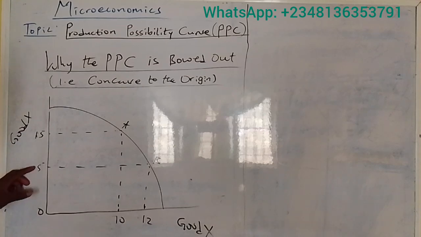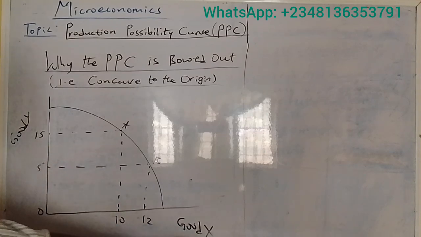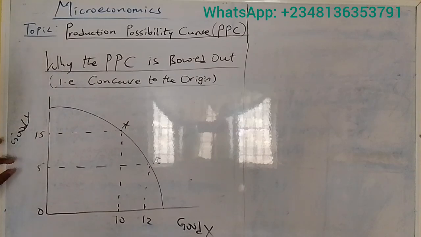Here, at this point A, the country produces 15 units of good Y and 10 units of good X. Meaning that the country is allocating some of its resources to the production of Y and also some of its resources to the production of X. And at point B, the country is allocating some resources to produce 5 units of good Y, and the remaining resources are being used to produce 12 units of good X.